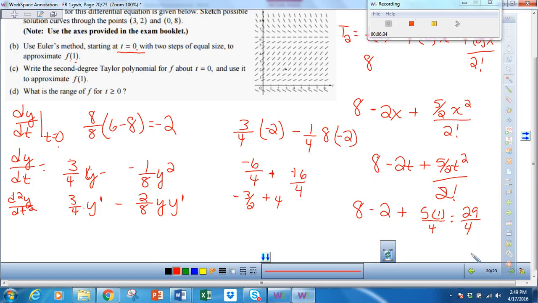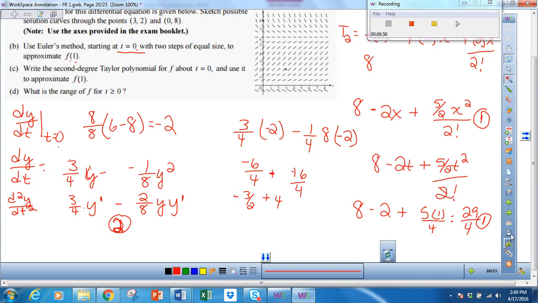Okay? And that was worth 4 points. You got 2 points for finding the second derivative, 1 point for writing the Taylor polynomial, and 1 point for the approximation.